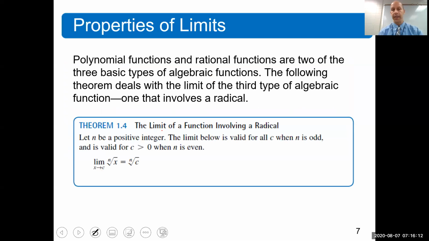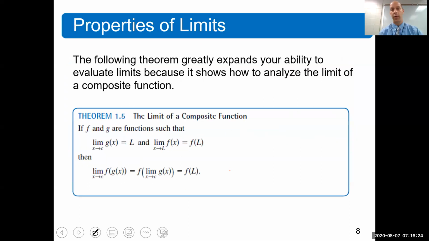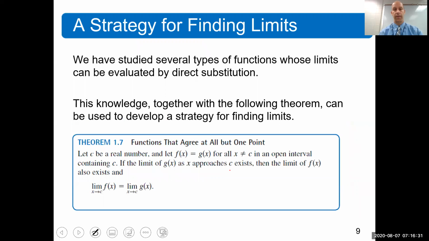I'm going to kind of skip this one. This one involves radicals. Just remember that whenever you're doing a radical, the stuff under the radical is not going to be a negative number. And I guess I should probably state that in this class, we are only interested in real numbers. Limits of composite functions, so that's composition. It's basically what you think it is.